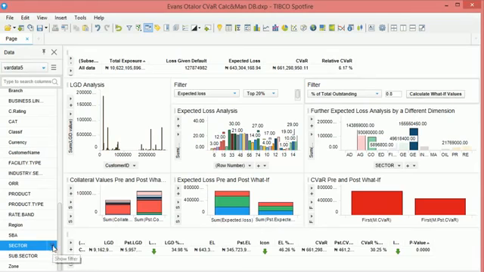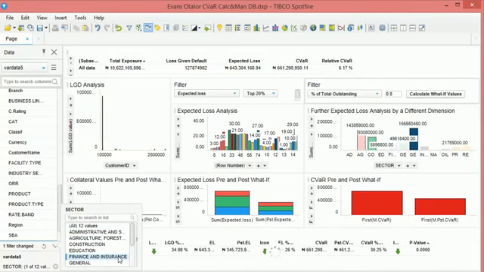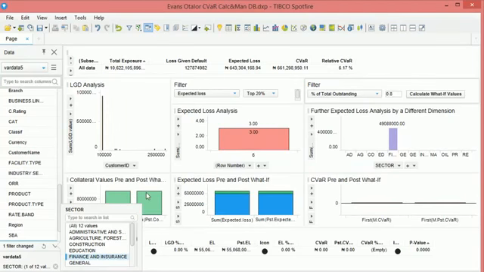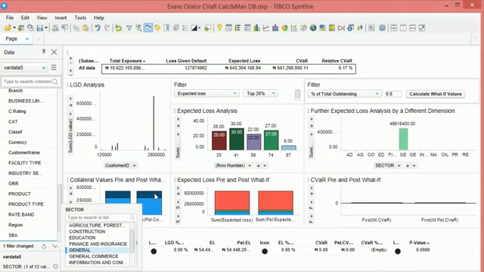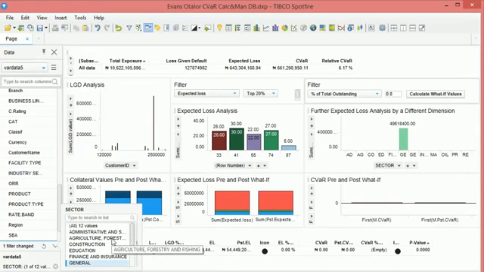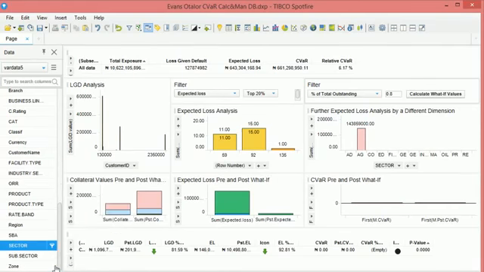Here we go down to the sectors, and if we look at the finance and insurance sector, which was not included, you could see that the pre and post what-if analysis values are equal. Also, if you look at the general sector, you could also see that the pre and post what-if values are equal. But if we look at the agricultural sector that was part of our what-if analysis, it should be different. And you can see that. So we take off this filter and continue our analysis.